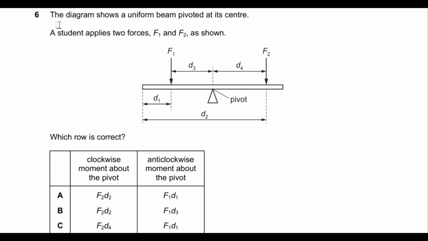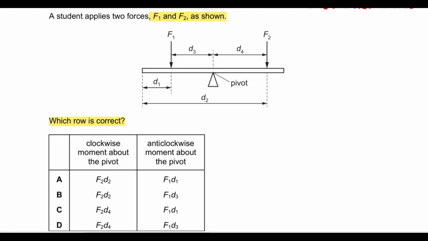Question number 6 says the diagram shows a uniform beam pivoted at the center. F1 and F2 are acting on it. Which row is correct? So we'll figure out which force is clockwise and which is anti-clockwise. We'll rotate the force towards the pivot. This is an anti-clockwise motion, opposite to the motion of a clock. So F1 is anti-clockwise. Rotating F2 towards the pivot, this is the direction of a clock, so it is a clockwise motion.